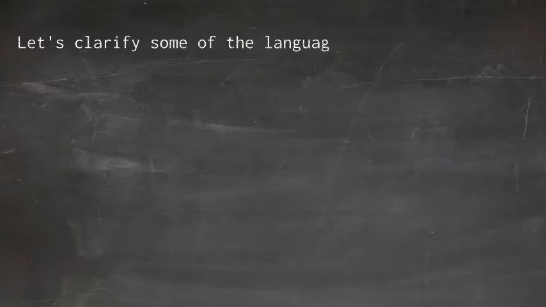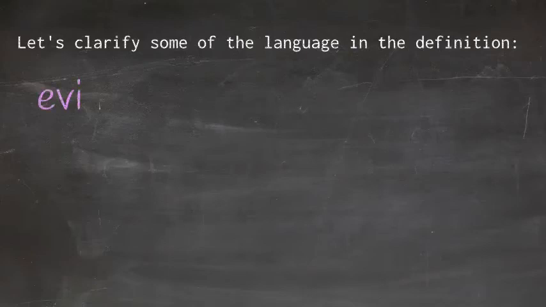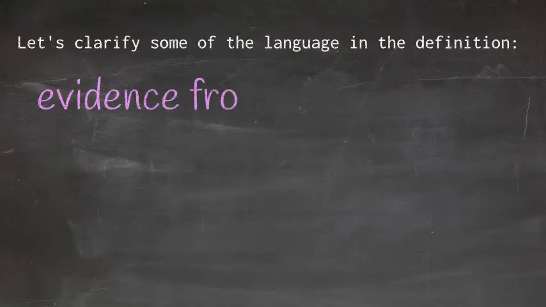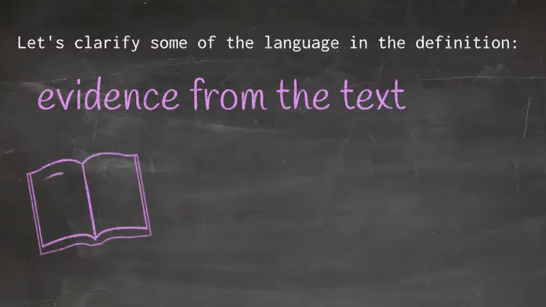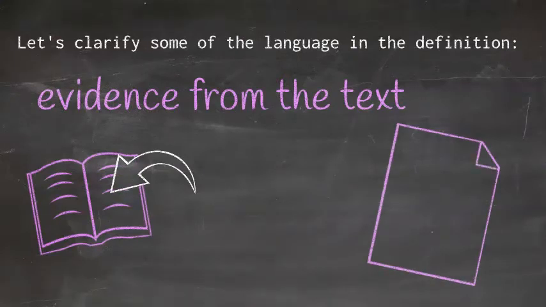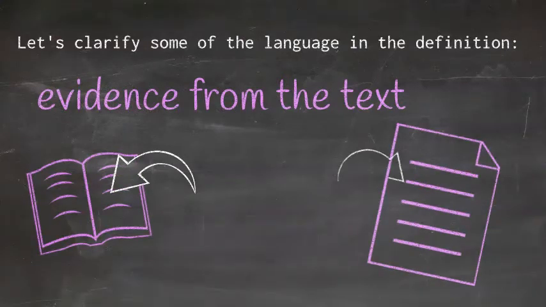The next language I'd like you to consider is evidence from the text. This phrase has two important terms in it, evidence and text. Take a moment and write down everything you already know about evidence as it relates to academic writing. You might want to pause the video. But what about text? From your previous academic experiences, how would you define text? How does the word text relate to the phrase material in a content area? Write down what you believe the relation is.